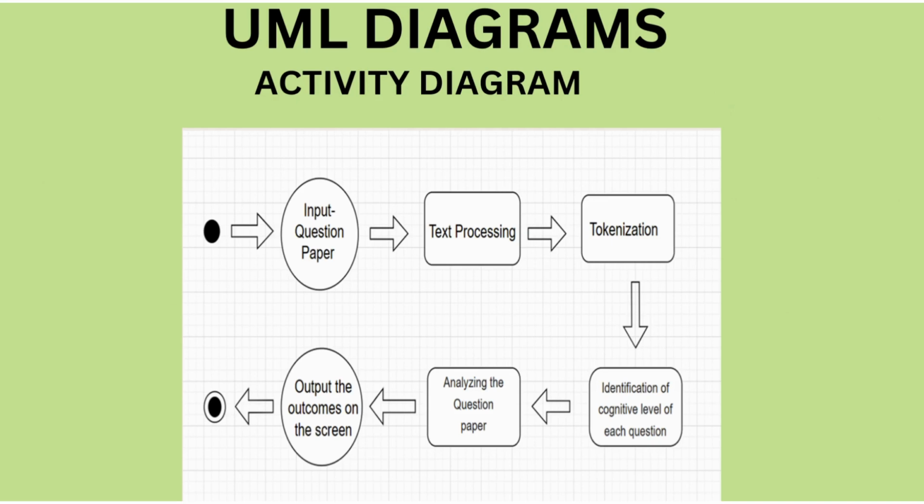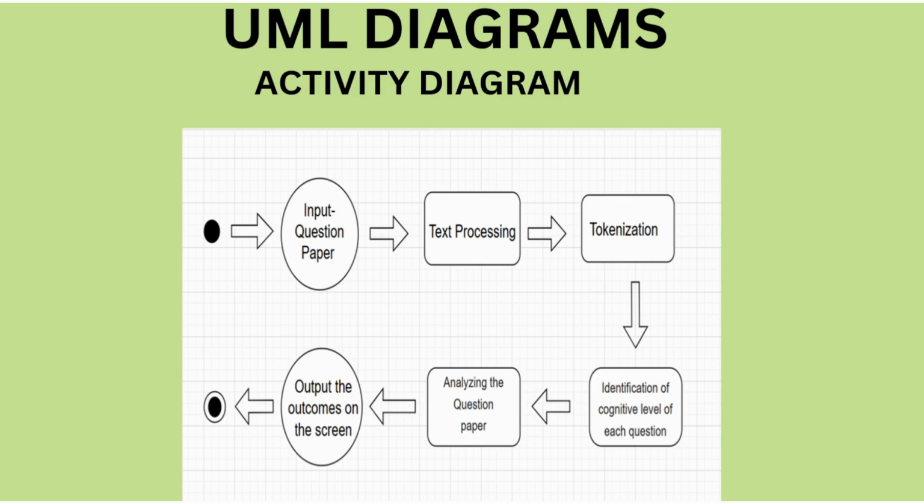First, we start by taking the question paper as input, which is in the form of a document. Next, we process the text of each question using natural language processing techniques. This allows us to identify and classify the Bloom's level associated with each question. To achieve this classification, we employ the support vector machine algorithm, a powerful machine learning technique.